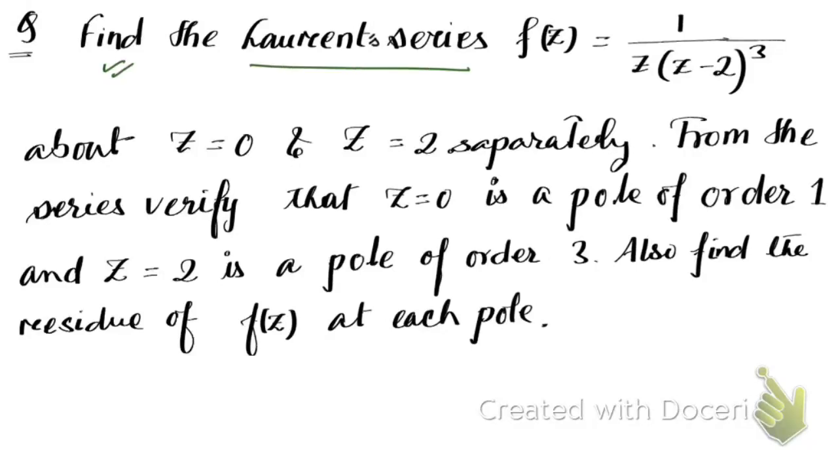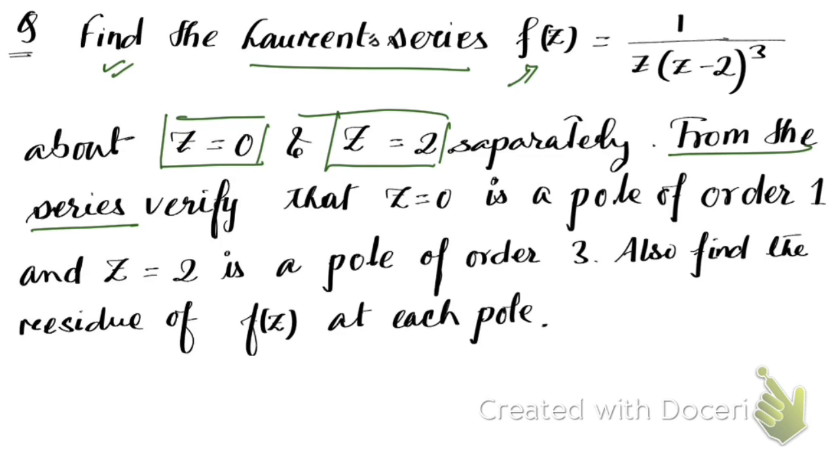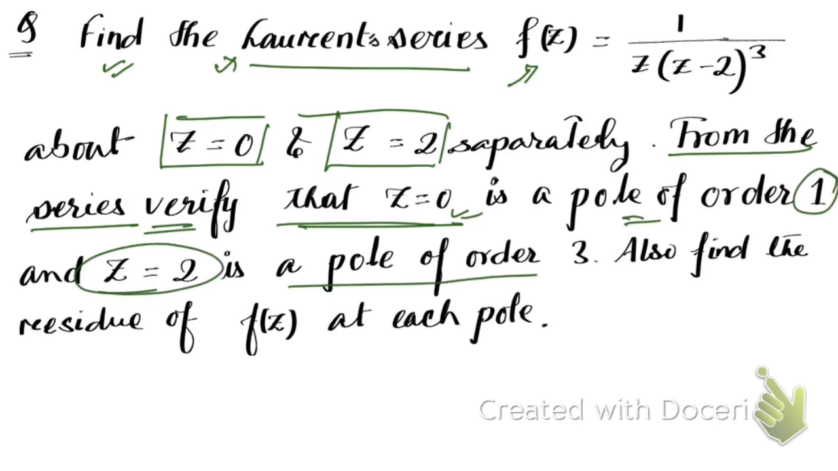Find the Laurent series of this function about z equals 0 and about z equals 2 separately, and from the Laurent series that we obtain, we need to verify that z equals 0 is a pole of order 1 and z equals 2 is a pole of order 3. Also we need to find the residue of the given function f(z) at its poles, right?